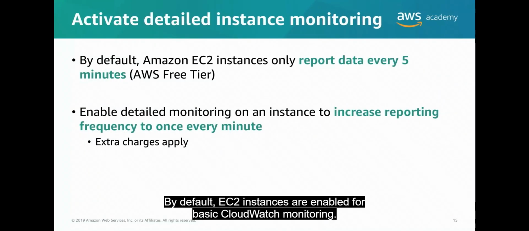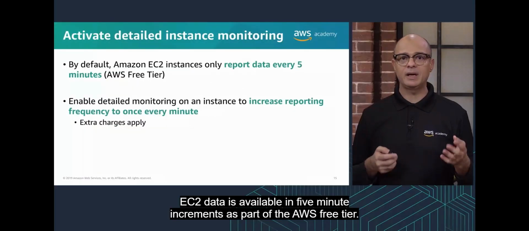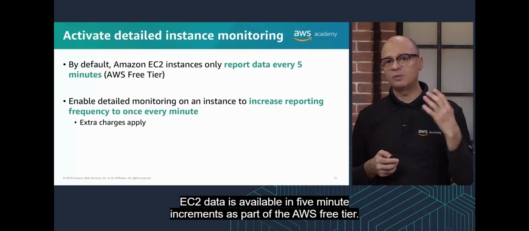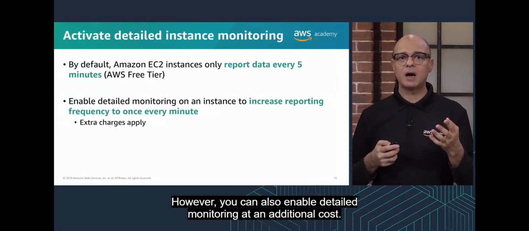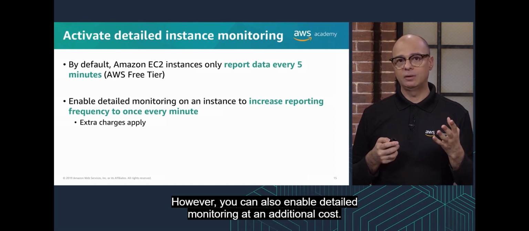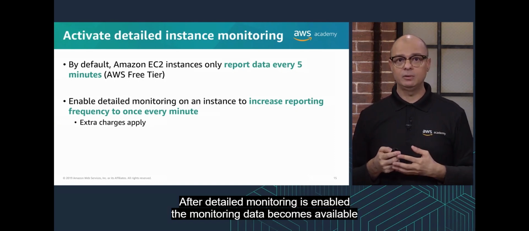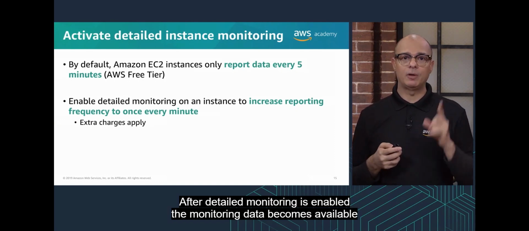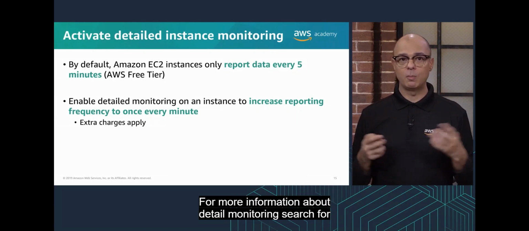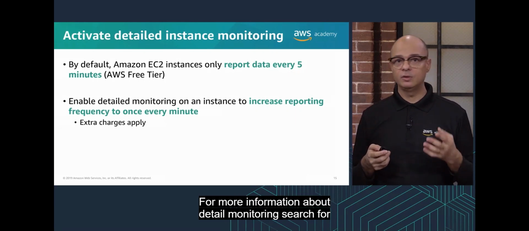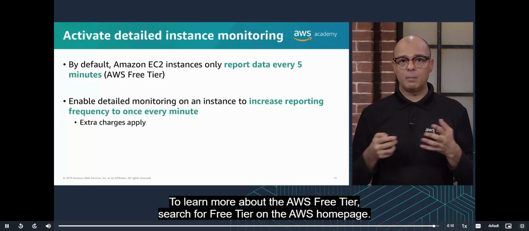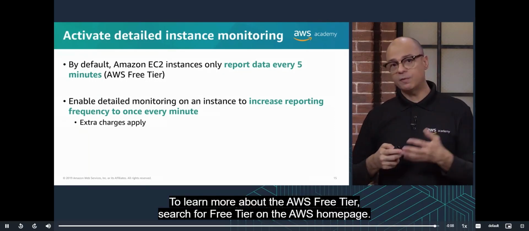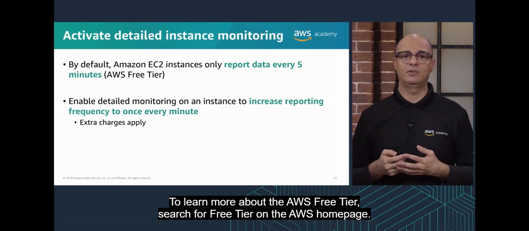By default, EC2 instances are enabled for basic CloudWatch monitoring. EC2 data is available in 5-minute increments as part of the AWS free tier. However, you can also enable detailed monitoring at an additional cost. After detailed monitoring is enabled, the monitoring data becomes available in 1-minute increments. For more information about detailed monitoring, search for CloudWatch in the AWS documentation. To learn more about the AWS free tier, search for free tier on the AWS homepage.